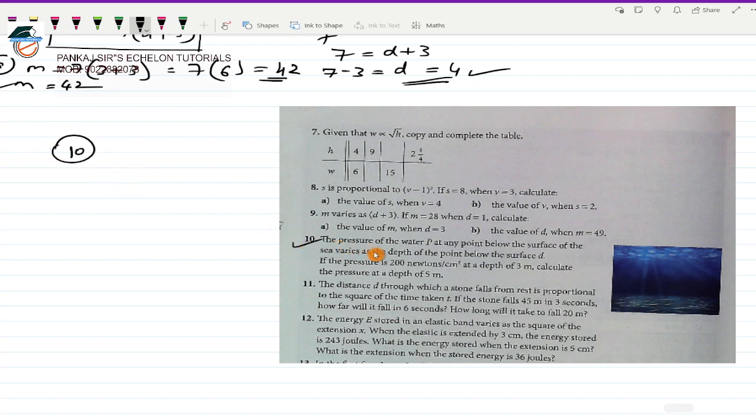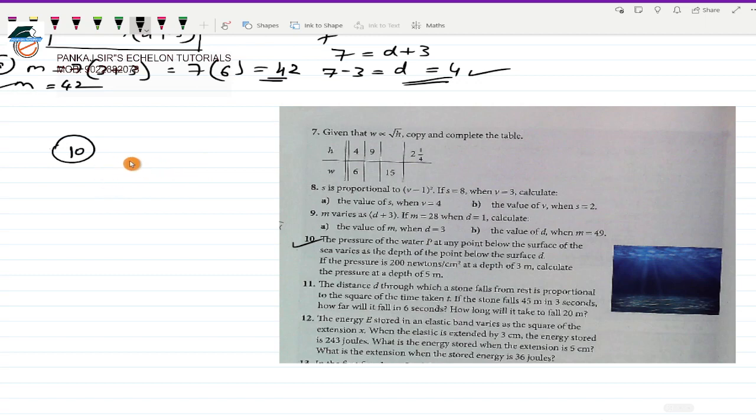This one we are doing, right? It says the pressure of water P at any point below the surface of the sea varies as the depth of the point below the surface D. So this is a physics related mathematical question, but don't you worry about it. We are going to see only the mathematical approach.